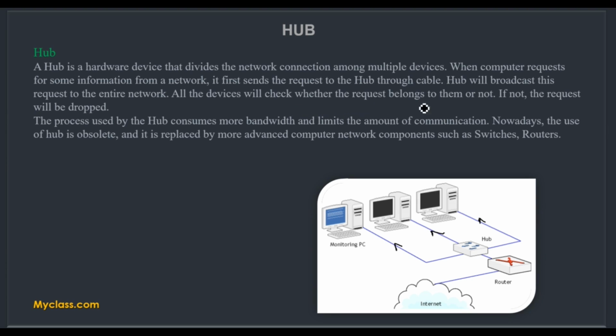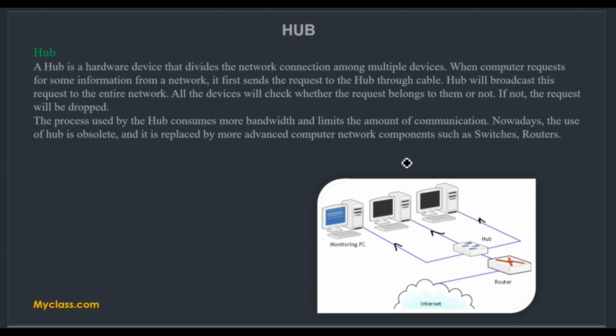All the devices will check whether the request belongs to them or not. If not, the request will be dropped. Because of that, a hub consumes more bandwidth. See, the hub is transferring the data to the whole network, so it consumes more bandwidth, and the communication becomes more confusing. That is the main disadvantage of a hub.